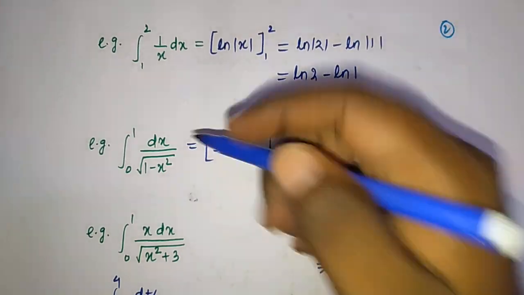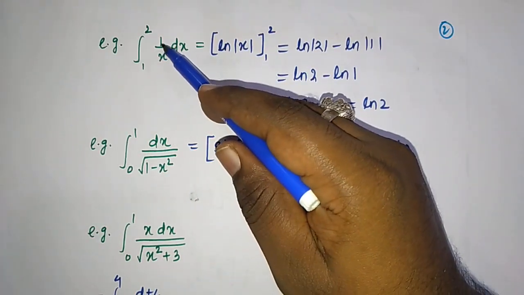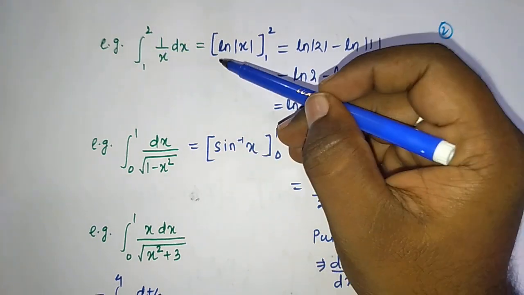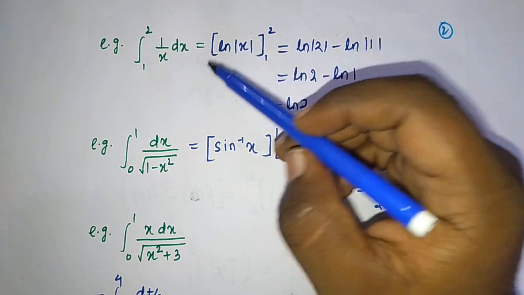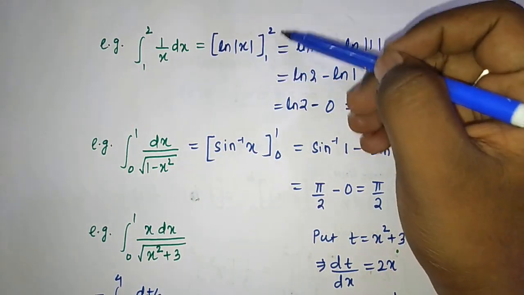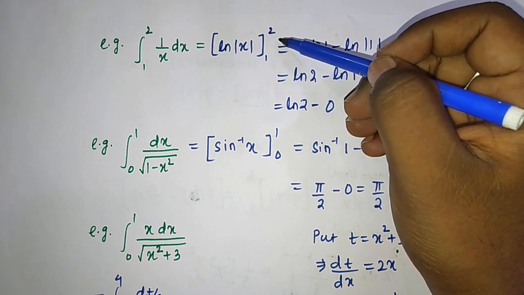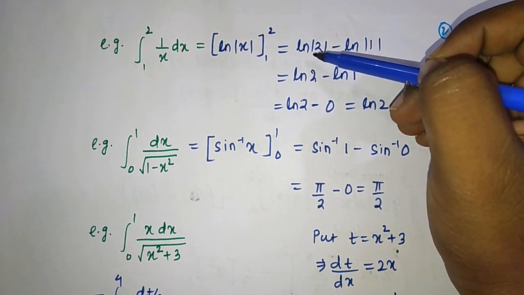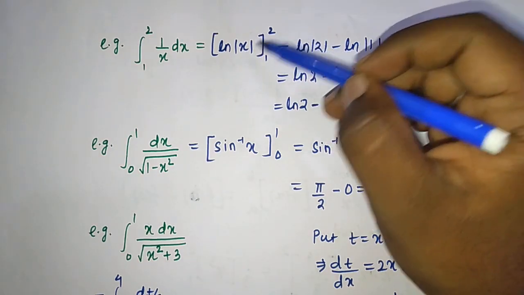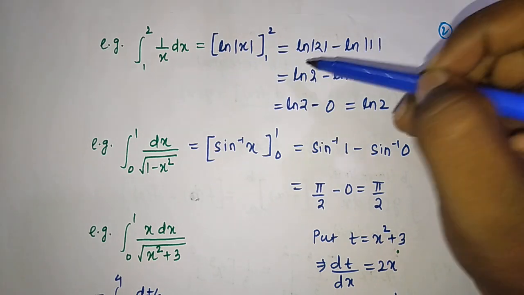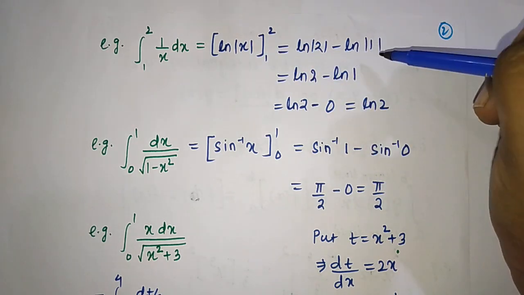Here you see you have to integrate 1 by x. Okay, you know integration of 1 by x is ln modulus of x. Here I have integrated, then I have written the upper limit and lower limit like this. Then first we will put upper limit in the function. After putting 2 in place of x, we have got ln modulus of 2 minus, after putting lower limit, ln modulus of 1.